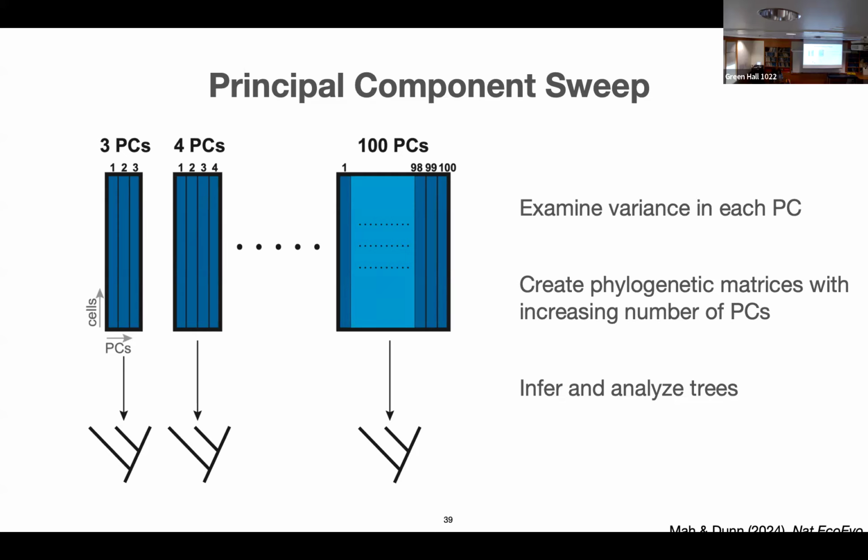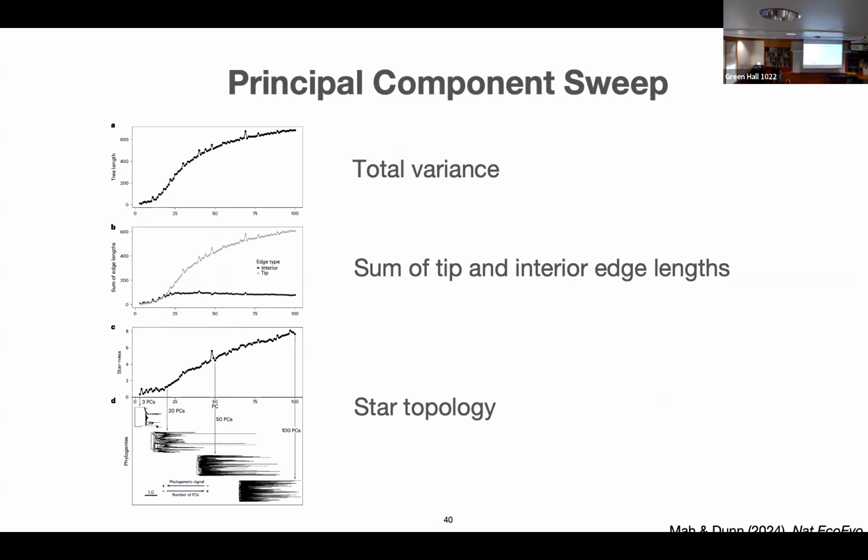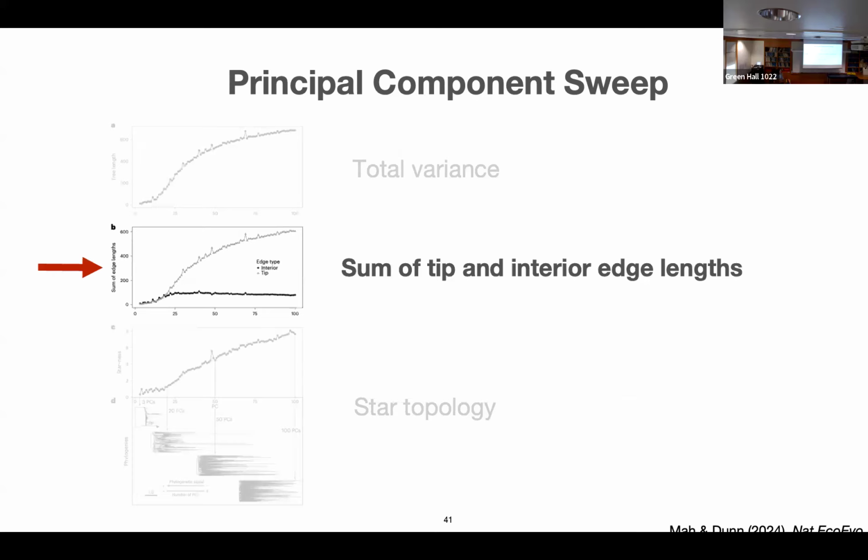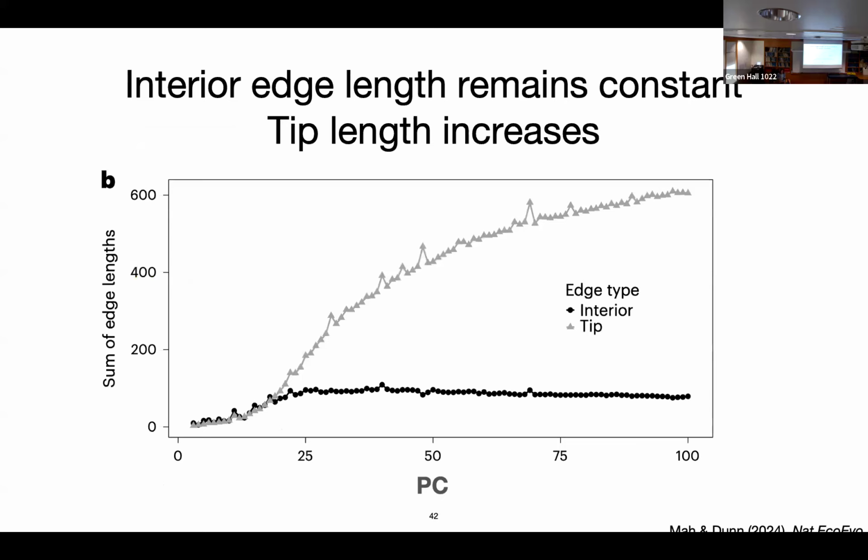We studied the data in a couple ways, but this is the most important plot of the paper, so I'm going to zoom up to it. This graph shows the sum of the interior and tip edge lengths of the trees that we inferred. In a phylogeny, phylogenetic signal is present in the shared interior nodes. In contrast, tip or cell-specific signal is present at the tip edge lengths. So we see that at approximately 20 PCs, tip edge length increases, but interior edge length stays about the same.